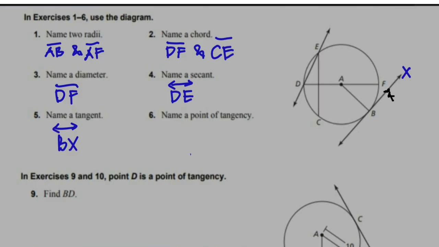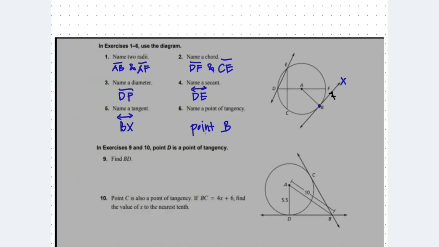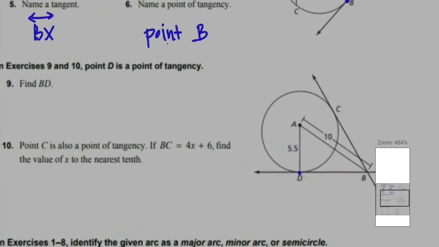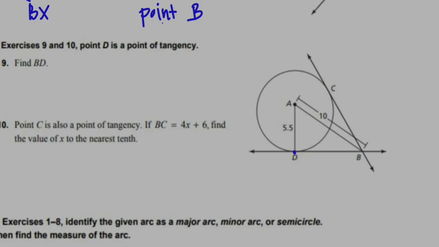Name a point of tangency. Point B. This one is the point of tangency. Then 9 and 10. Point D is the point of tangency. Okay, this one. Find BD. Where's BD? That's the segment. We're given the radius 5.5.